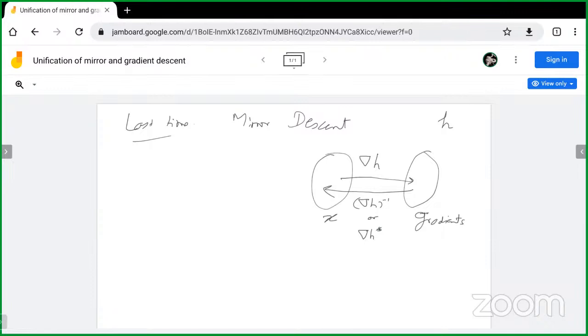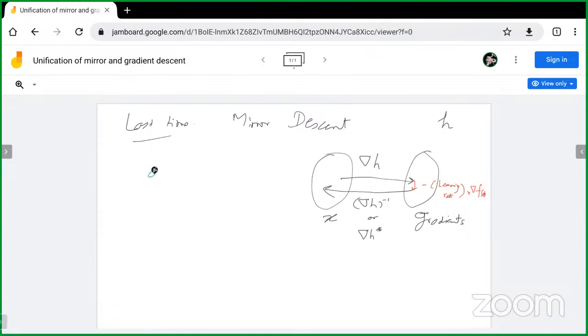And then inside this other space, you do a step. You just step of minus learning rate times the gradient. So here you do the step, and this is basically the algorithm. And we showed some applications of this.